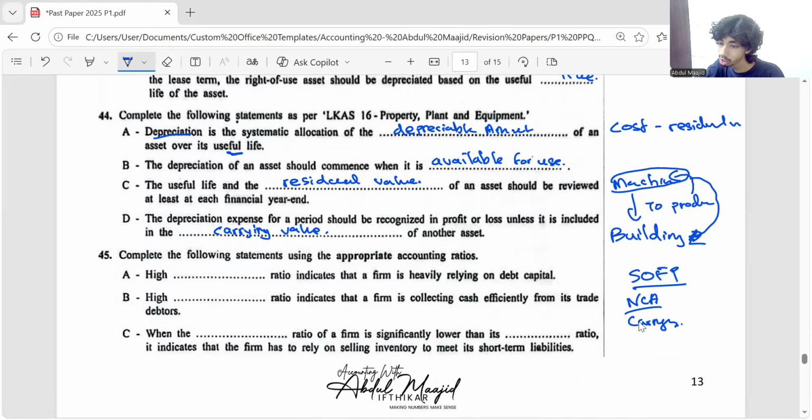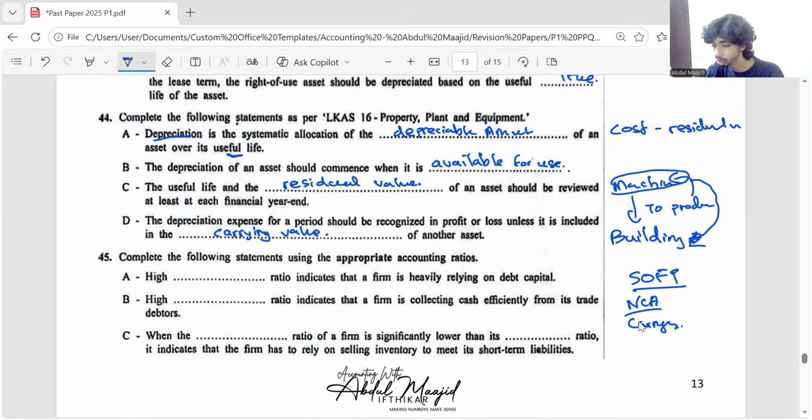45. Complete the following statement using the appropriate accounting ratio. A. High blank ratio indicates that a firm is heavily relying on debt capital. That is high debt ratio. High debt ratio indicates that the firm has more debt capital than equity. B. High blank ratio indicates that a firm is collecting cash efficiently from its trade debtors. High debtor turnover ratio. If you have a higher debtor turnover ratio, that means you're collecting money efficiently from your debtors.